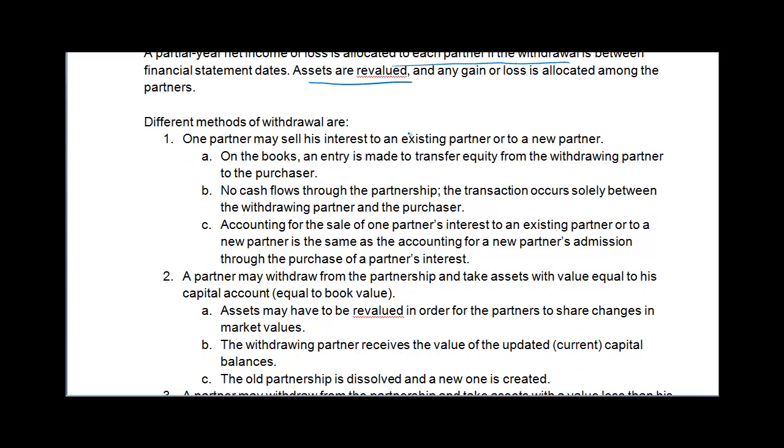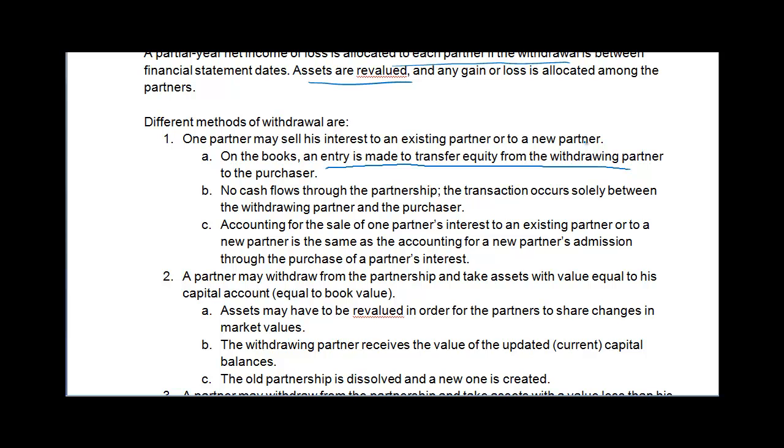So let's look at some different examples here. Okay, one partner. The simplest is just a new partner buying the shares of an old partner, with just that cosmetic journal entry on the books of the partnership. The partner can just sell his interest to an existing partner or to a new partner, and then they leave. So on the books of the partnership, all that we have is this cosmetic journal entry, right? It just transfers the equity. Debit the equity of the old partner, credit the capital of the new partner. Done. So no cash going into the partnership, nothing else.